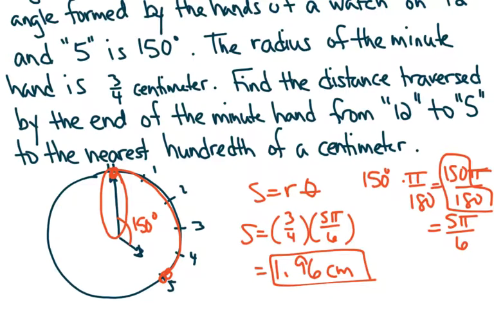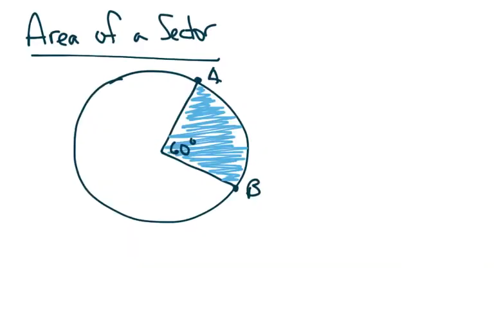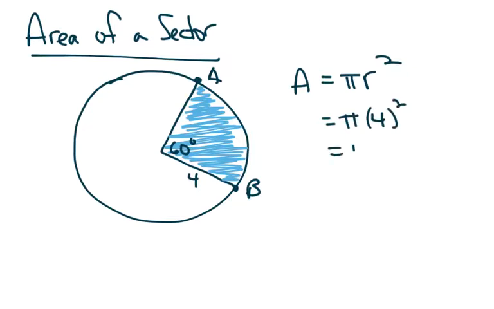Remember, we're talking about a watch, and the face of a watch can often be very small. In geometry, we also studied area of a circle. And the area of a circle is pi times the radius squared. In order to find the area of a fraction of the circle, called a sector, you would start by finding the area of the circle, and then you would multiply it by the fraction of the circle that you're dealing with.